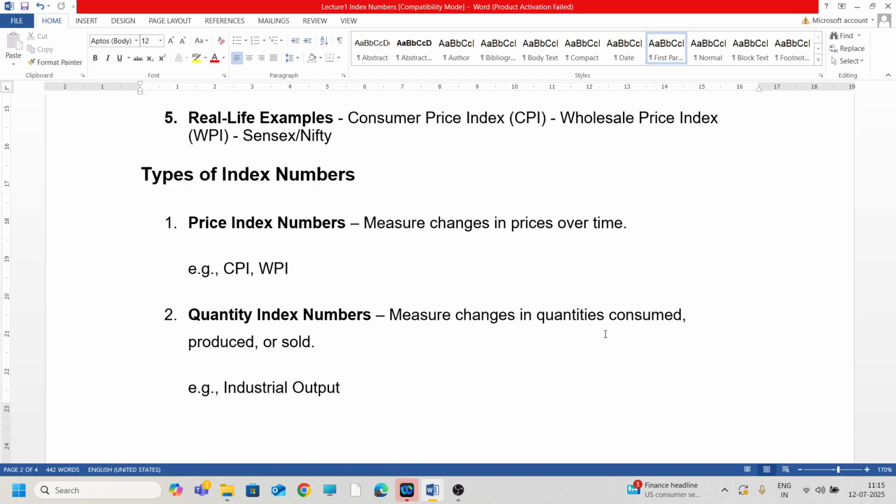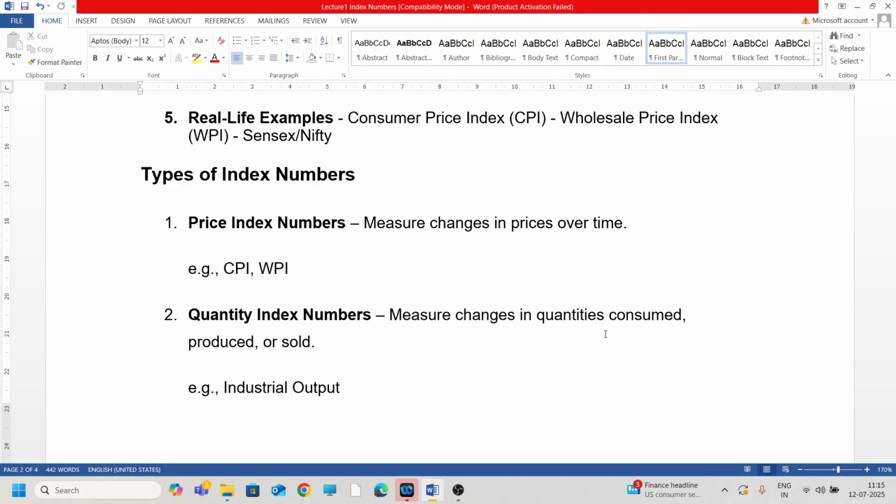Real life examples of index numbers include the consumer price index or CPI, which measures retail price changes, the wholesale price index or WPI, and stock market indices like Sensex and Nifty. These tools help in analyzing inflation, market trends, and cost of living. Is it? So the types of index numbers are price index number, quantity index number.